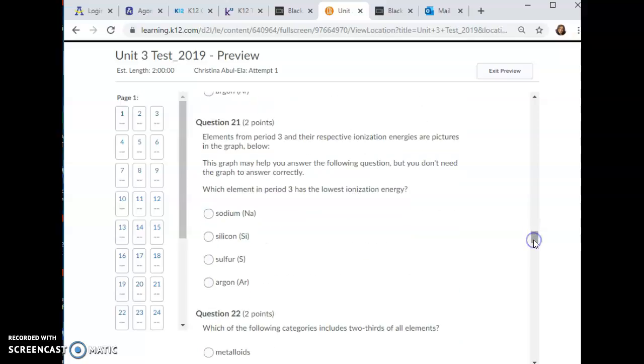Question 21. Elements from period 3 and their respective ionization energies are pictured in the graph below. The graph may help you answer the following question, but you don't need the graph to answer correctly. Again, the graph does not appear here in the recording, but it will appear on your test. Which element in period 3 has the lowest ionization energy? Sodium, silicon, sulfur, argon.